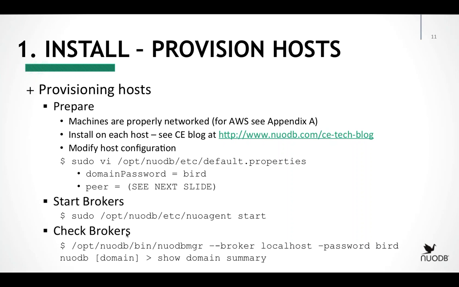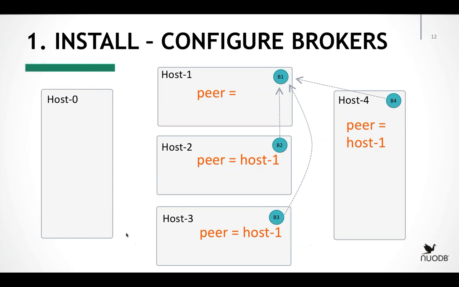And once we configure these files, we can start the brokers. And once the brokers are started, the management layer is provisioned. And now we can check the state of it, we can monitor it, but the system is ready to go. So with that, let me switch to the next slide and give you a little bit more context in terms of setting for this property called peer.